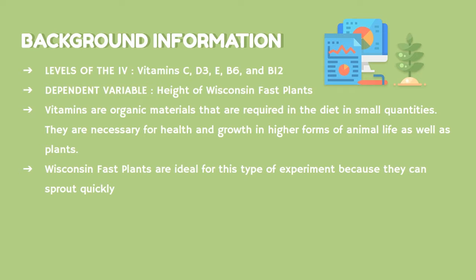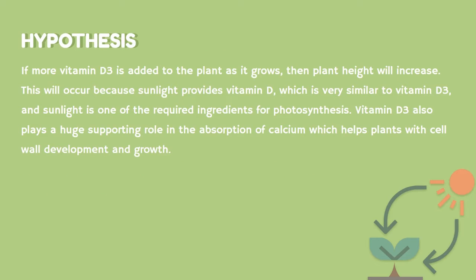Wisconsin fast plants are most ideal for this type of experiment due to their fast sprouting and growing time. Vitamins are organic materials that are acquired in the diet in small quantities. They are necessary for health and growth in higher forms of animal life as well as plants.